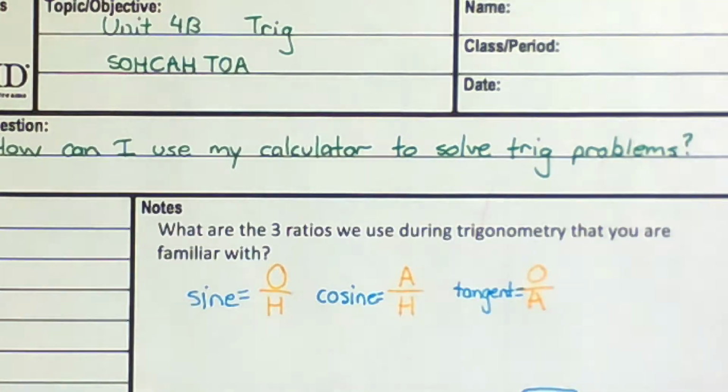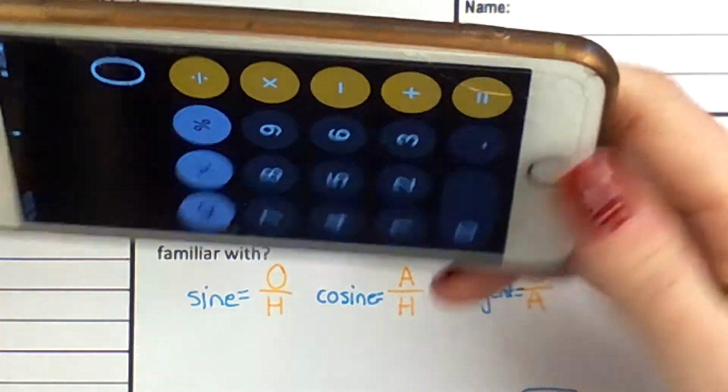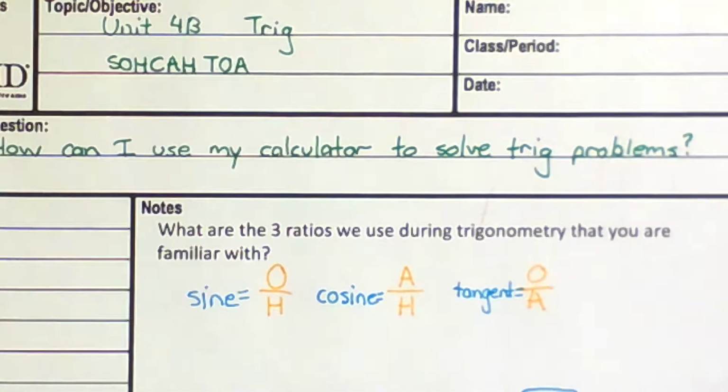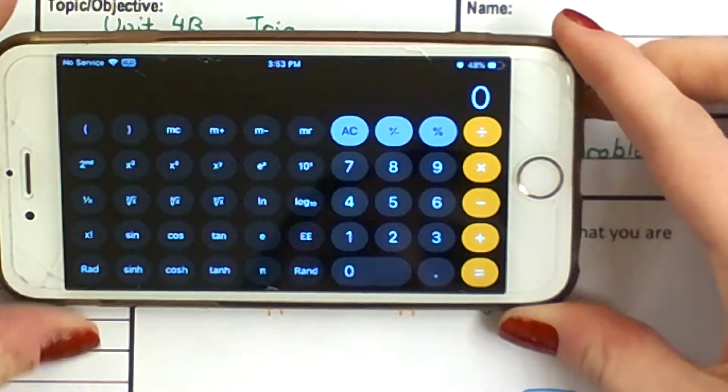And even on your phone calculators. Now on your phone calculators, you do have to turn them sideways. But there's also sine, cosine, and tangent on your phone calculators. So if you look on your phone calculators, we have sine, cosine, and tangent.